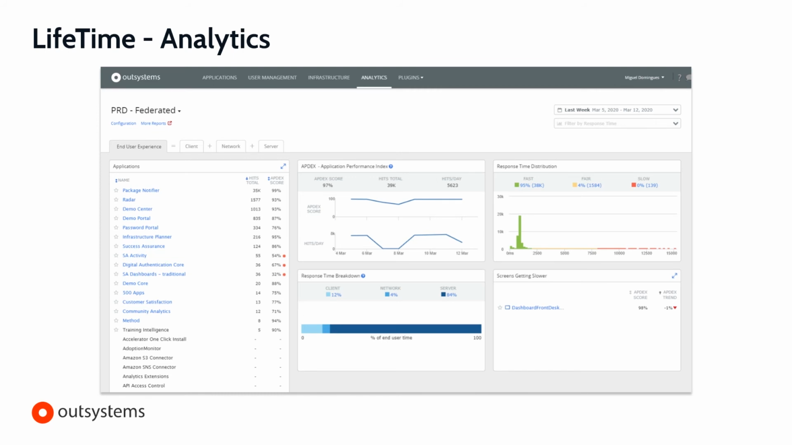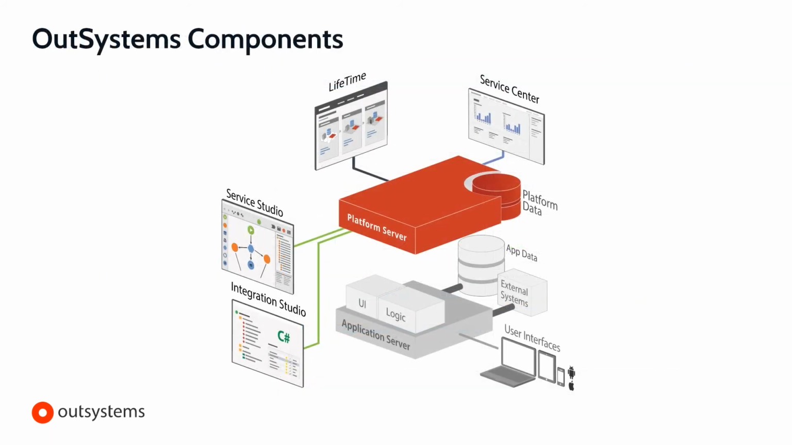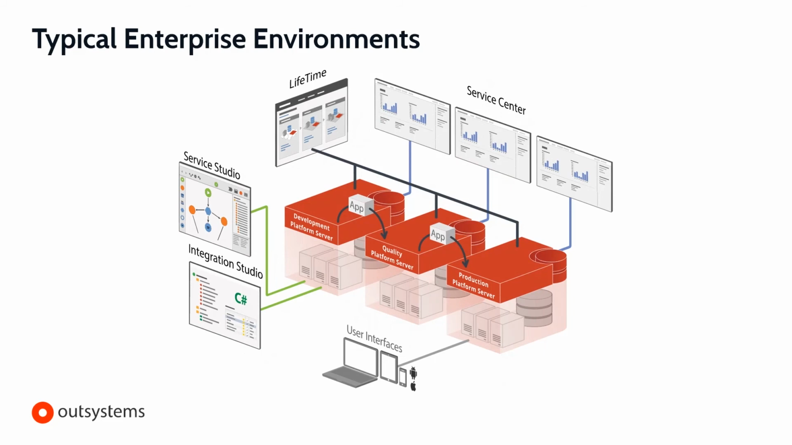Here we can see all of the different components that surround the platform server and enable us to develop our applications and manage them across the infrastructure. But here we are focusing on a single platform server. When we think about a typical enterprise, we will have a development server as well as a quality and production server. All of these tools can connect to each of the servers, and Lifetime can help us manage the application's lifecycle across all of them, regardless of how many you have.